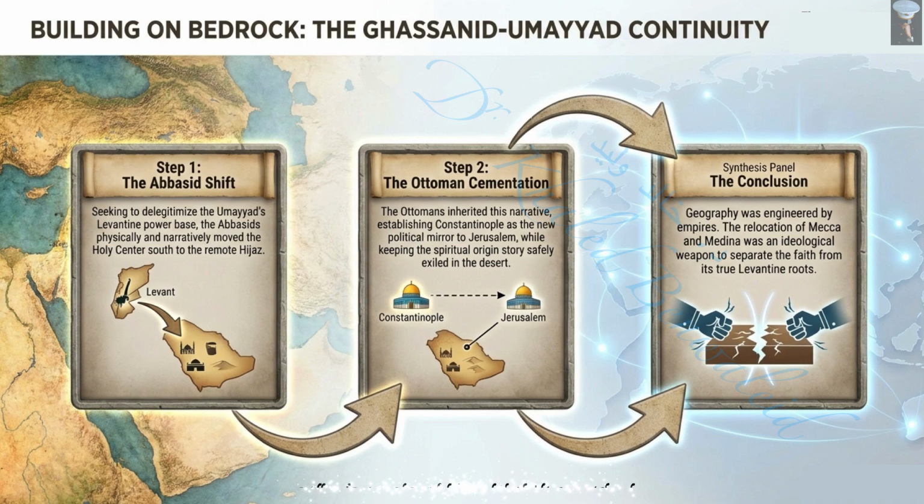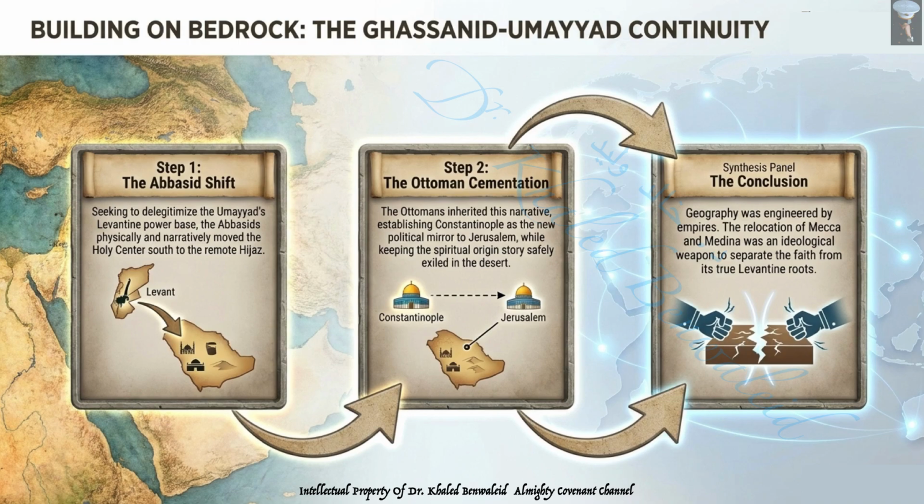Precisely. To understand their motive, you have to look at how they came to power. The Abbasids violently overthrew the Umayyad dynasty. The Umayyads' power base, their historical and political legitimacy, was entirely rooted in the Levant, in cities like Damascus and Jerusalem. Dr. Walid argues that to solidify their new regime, the Abbasids needed to completely sever the religion's foundational origins from the Umayyad stronghold. They needed to delegitimize the Levant.